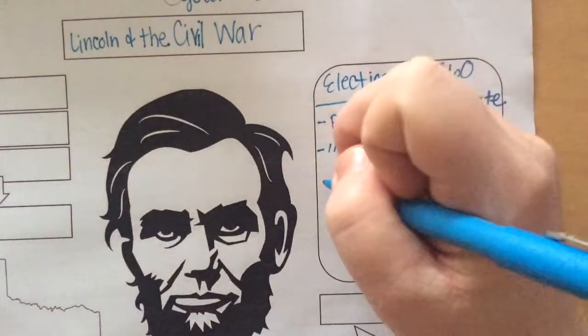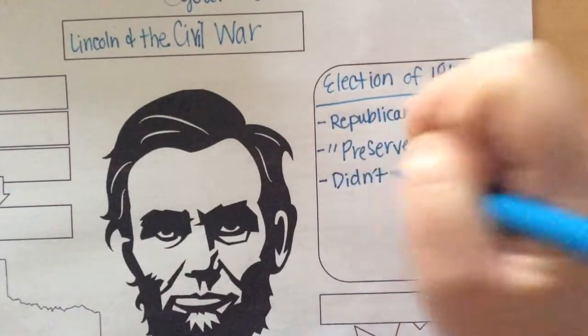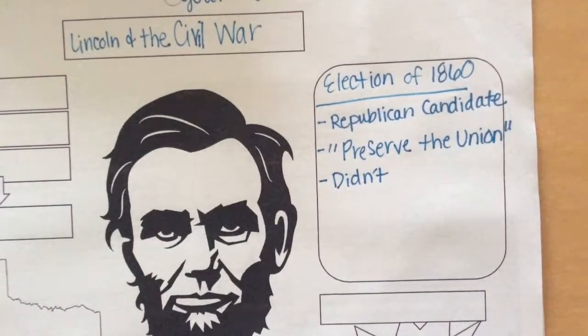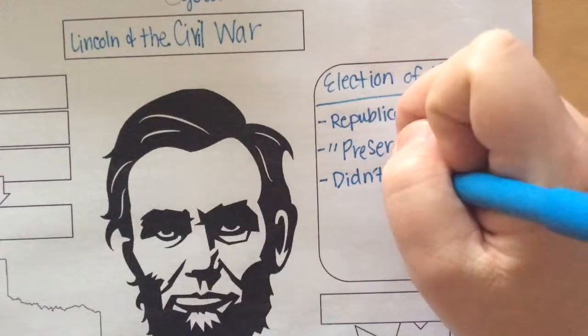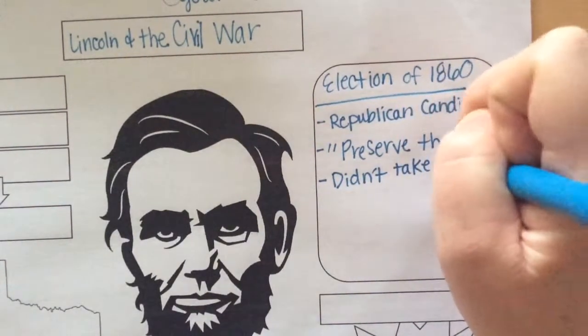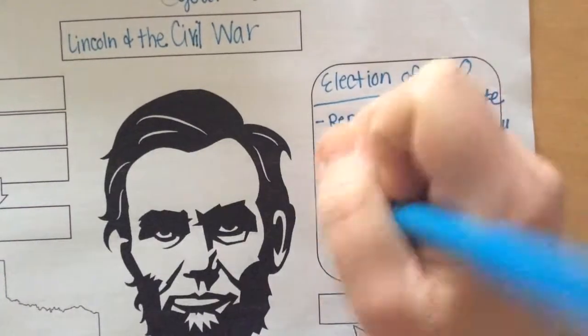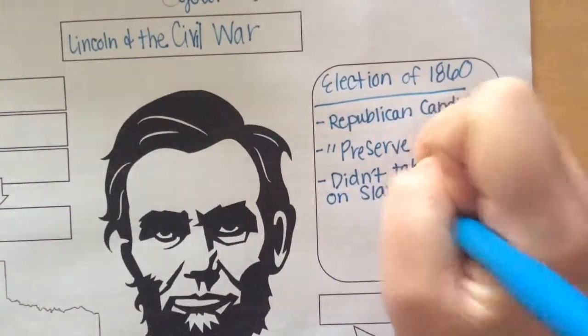Okay, and then he intentionally does not take a public stand on slavery because he knew that would get rid of some of the voters that were going to vote for him. So he didn't take a side as far as the slavery issue goes. So he doesn't take a stand on slavery.